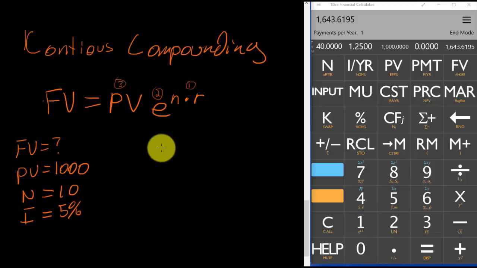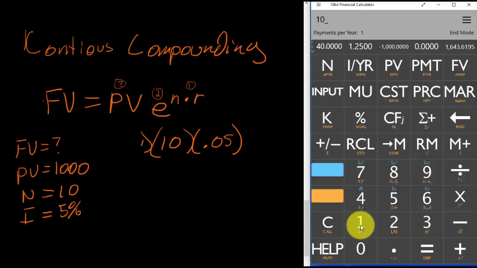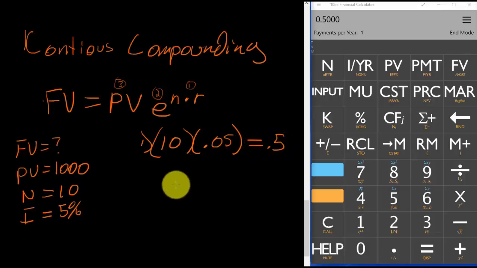So what we're going to do here is, step one, multiply these two guys. So that's going to be 10 years times, and remember this is decimals again because we're doing traditional math, 0.05. Let's clear the calculator so there's not any confusion. 10 years times 0.05, and that's going to give me 0.5. Okay, so I'm going to take that 0.5 and go on to step 2.